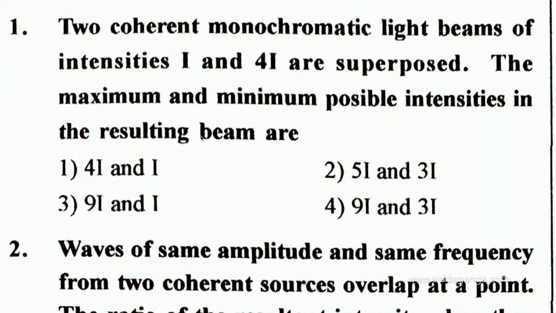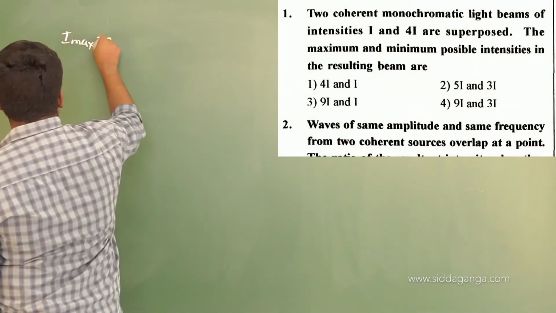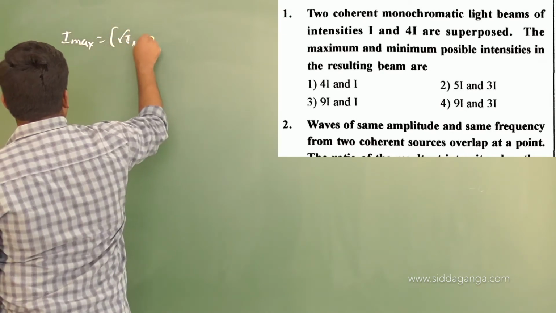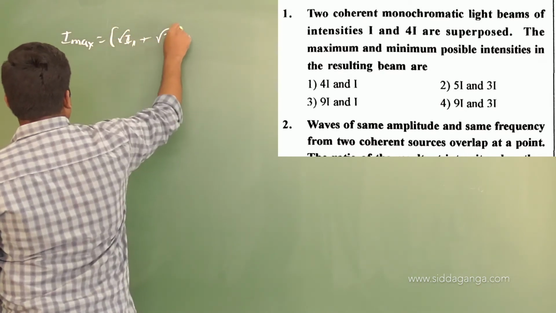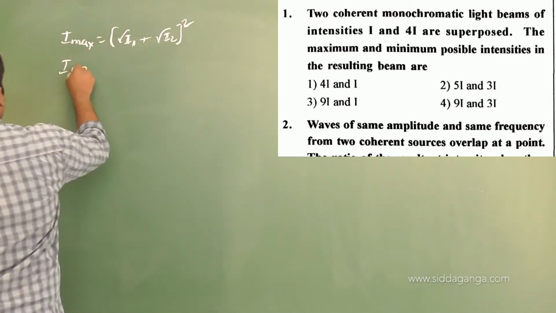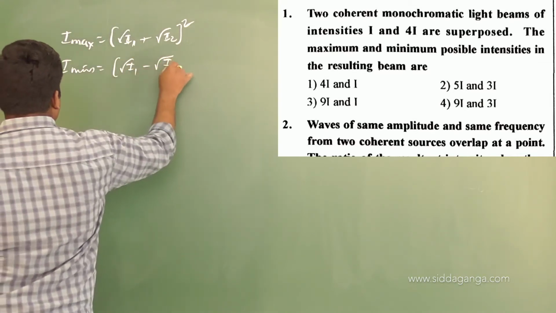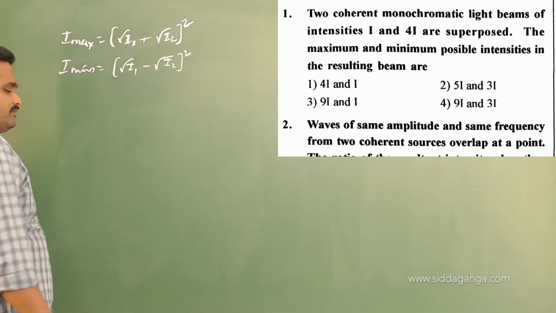What are their intensities they are saying? I and 4I. The maxima and minima possible intensities in the resultant beam are, meaning they are asking to find what the maxima is and what the minima is. Maxima formula: I maxima will be equal to root I1 plus root I2, whole square. And I minima will be equal to root I1 minus root I2, whole square. These are the relations we have for maxima and minima.